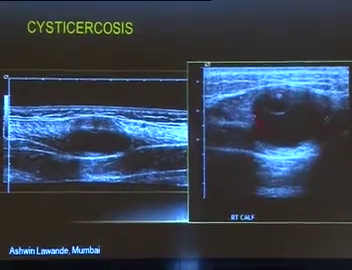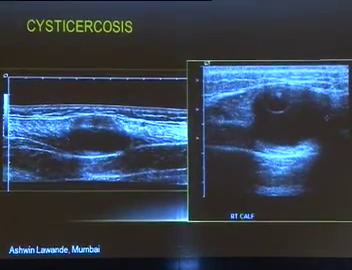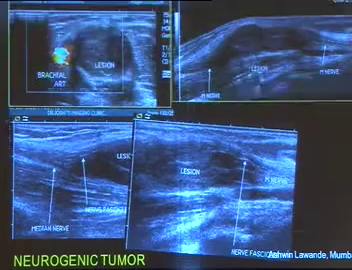Here's a lesion where you can see within the cyst that there's a cystic structure here, and this is an example of cysticercosis, so you can further characterize some of these lesions.